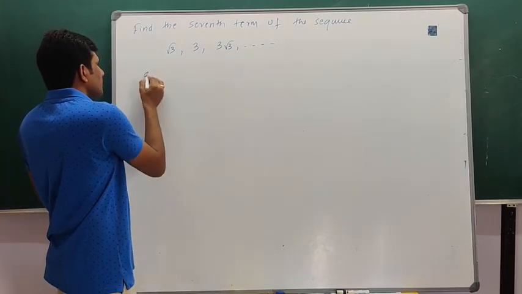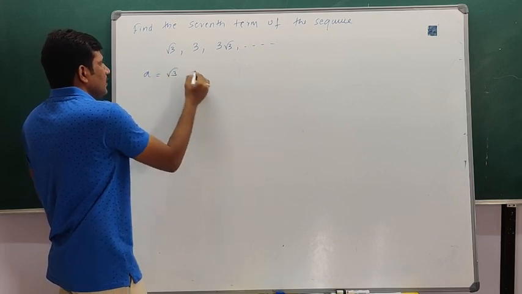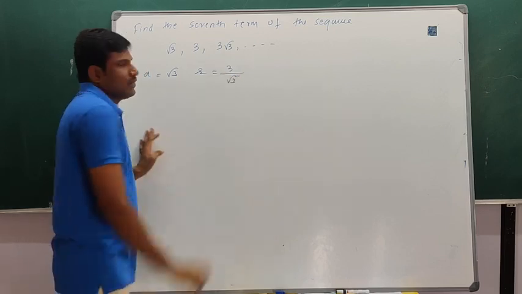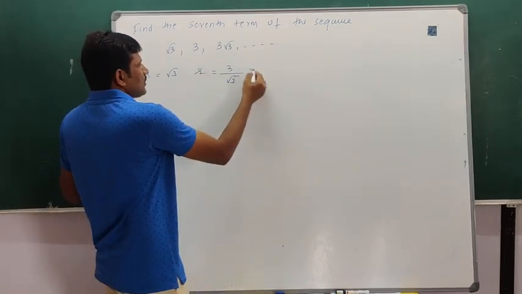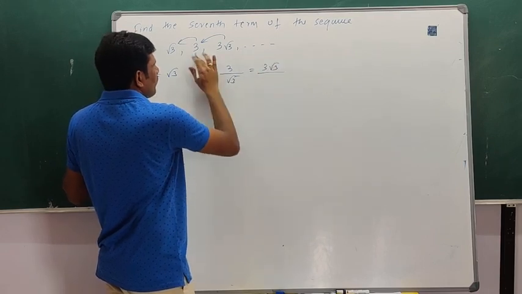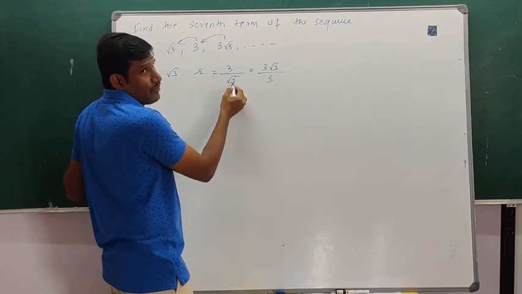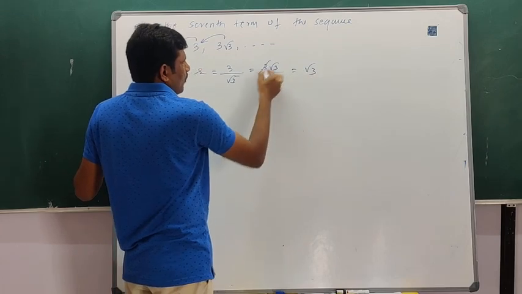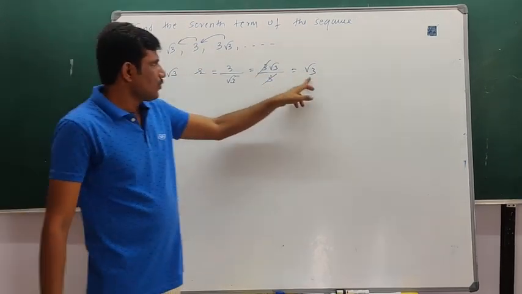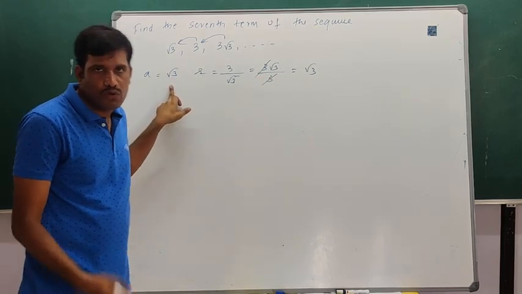So what is the first term? The first term is root 3. Then what is the common ratio? Second term divided by first term. That is 3 by root 3, or it is also equal to third term by second term, that is 3 root 3 divided by 3. What is 3 by root 3? That is root 3. What is 3 root 3 by 3? That is also root 3. So the common ratio is root 3 and the first term is also root 3, right?